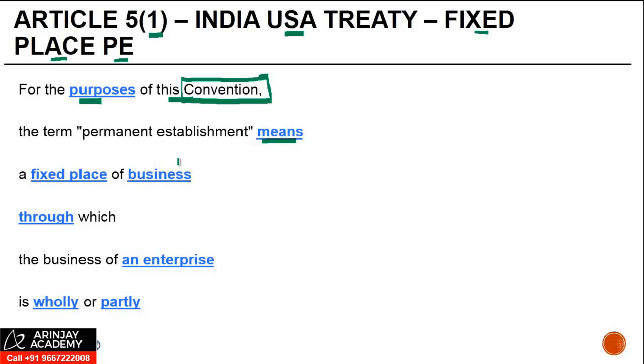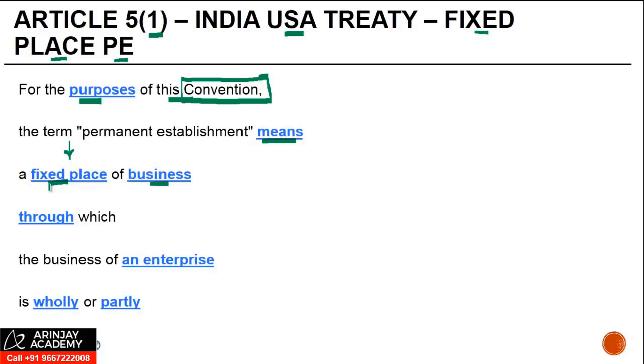Now, the use of the word means indicate that this definition is exhaustive, right? Unless and until you get something contrary to this in the subsequent paragraph of Article 5. A fixed place of business. Let's look at each of these words independently. First, fixed place. When I say a fixed place, this could be in the form of an office, or it could even be in the form of an equipment, right?